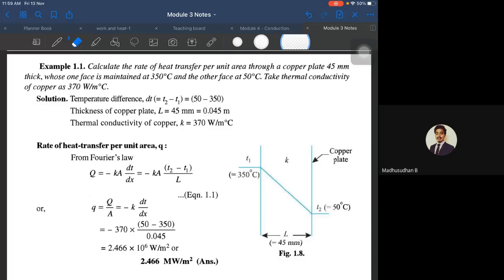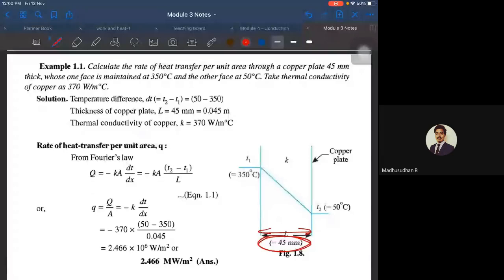Calculate the rate of heat transfer per unit area through a copper plate of 45 mm thick. So what is the thickness given? 45 mm thick. That is nothing but your L, or the dx you can say. Next, one face is maintained at how much? 350 degrees centigrade. That is your value of T1. And the other face is maintained at 50 degrees Celsius, which is your value of T2.